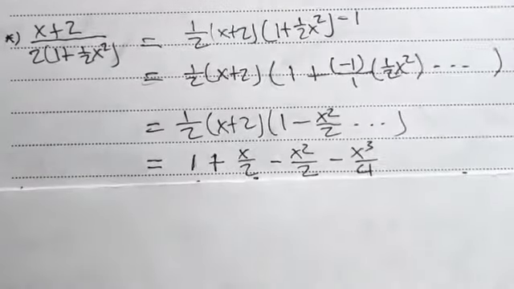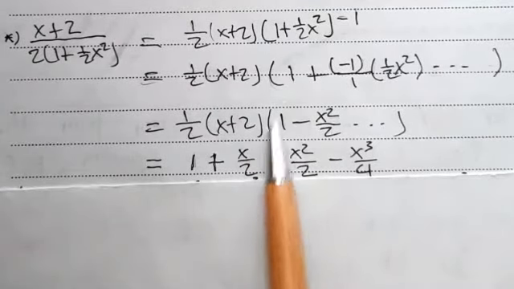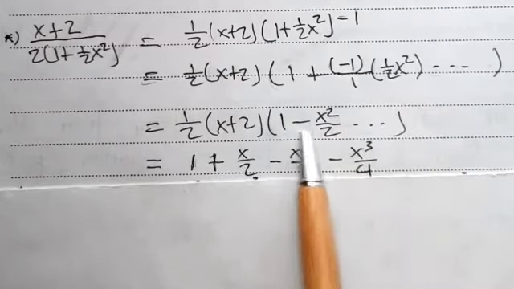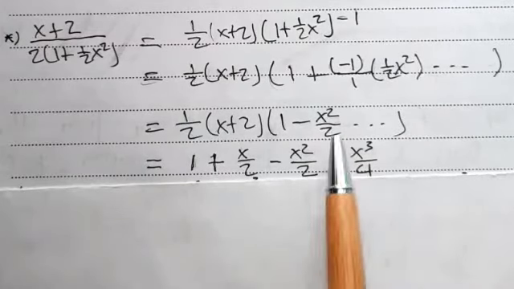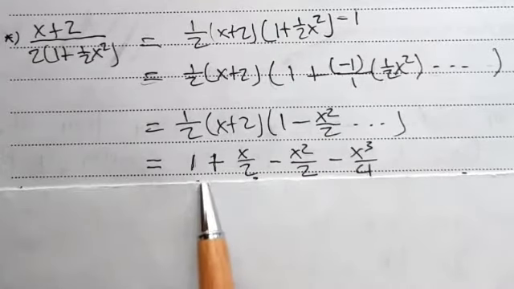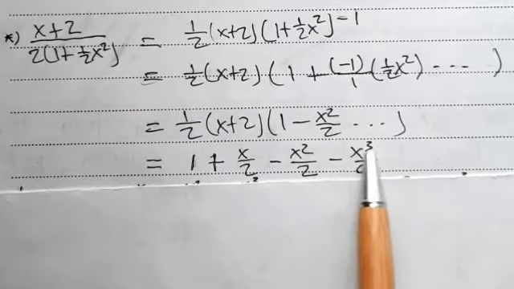Now half (x plus 2), that is 1 here, and then minus x squared per 2, and then just open the brackets, thus that is 1 plus x over 2 minus x squared per 2 minus x cubed over 4.